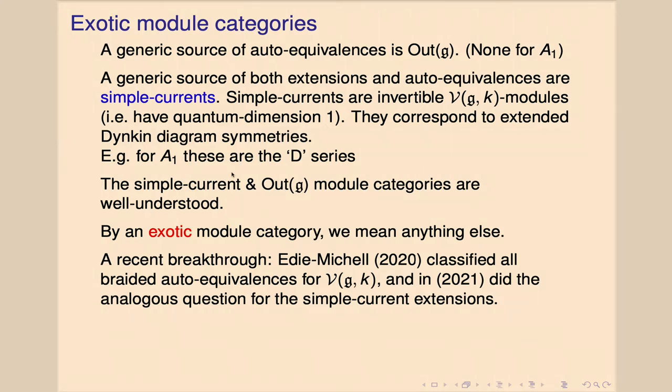So this is a theorem. The theorem is that module categories up to the obvious equivalence are in bijection with triples, where the triples are these two extensions and this braided tensor equivalence. And so module categories over modular tensor categories.